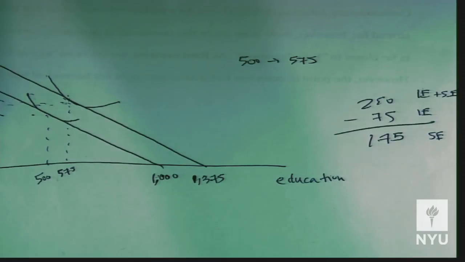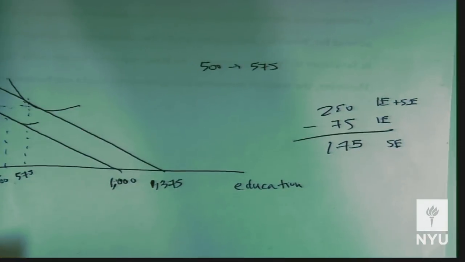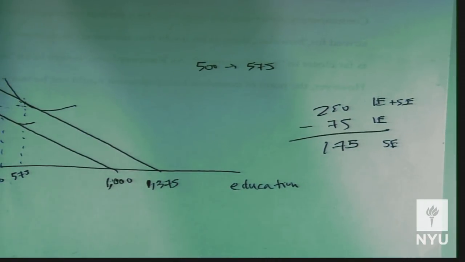Sorry, I'm writing and you can't see it. It's 175. 250 less 75 is 175. And that's where Jeff got it. The substitution effect was 175,000. The income effect was 75,000. I'm going to give you a minute to think about it.